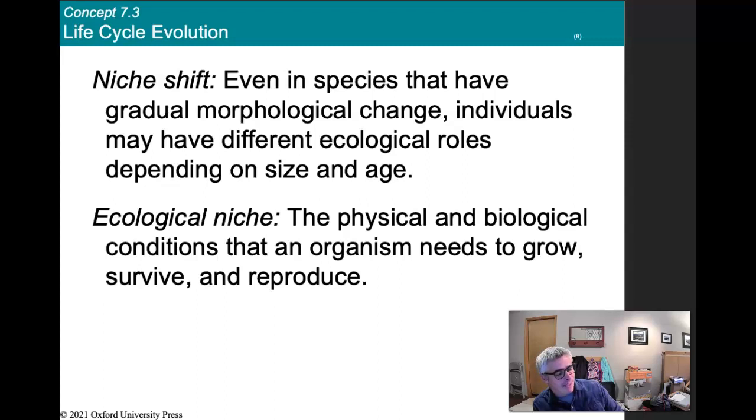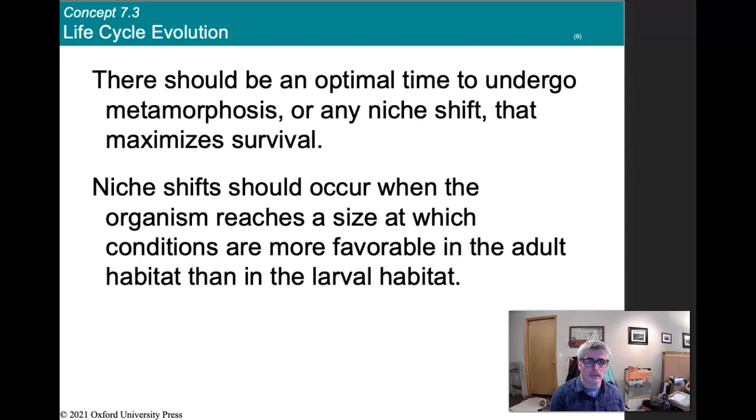So in the stream insect example, larval stage, freshwater stream bug, adult stage, winged insect, different ecological niches. And there should be an optimal time to undergo metamorphosis or any niche shift that maximizes survival. Niche shifts should occur when the organism reaches the size at which conditions are more favorable in the adult habitat than the larval habitat.